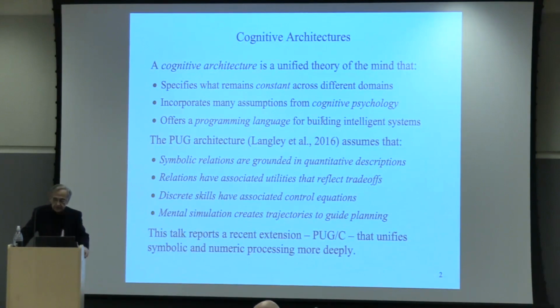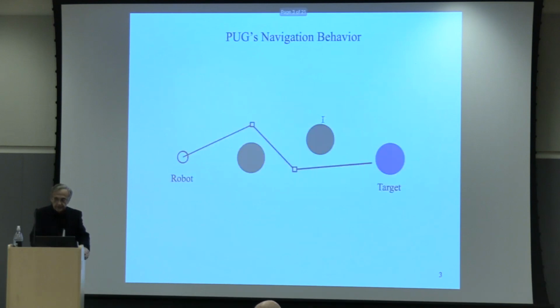In this talk, I'm going to report a recent extension, which we call Pug C, because it's first continuous, and it unifies the symbolic and numeric processing much more deeply. This is one of the motivating problems that drove this work.